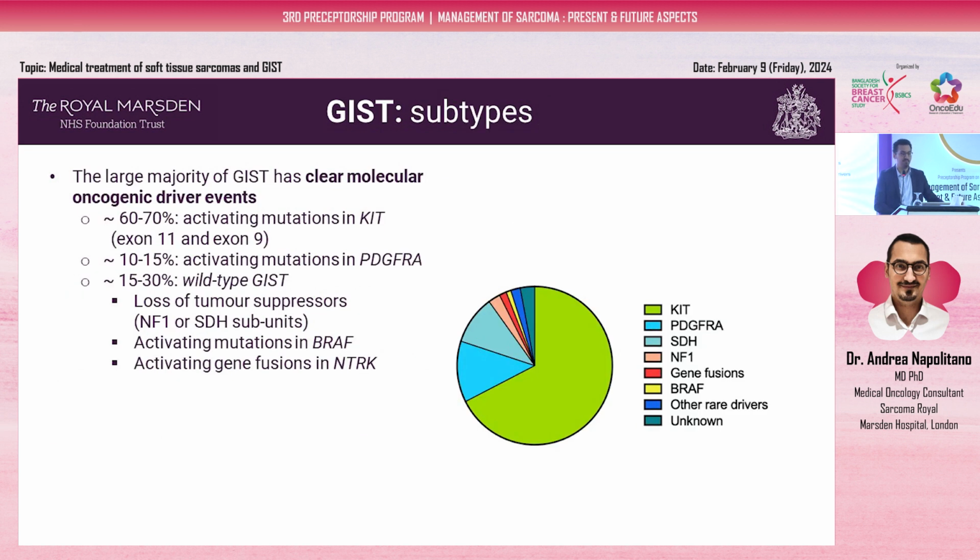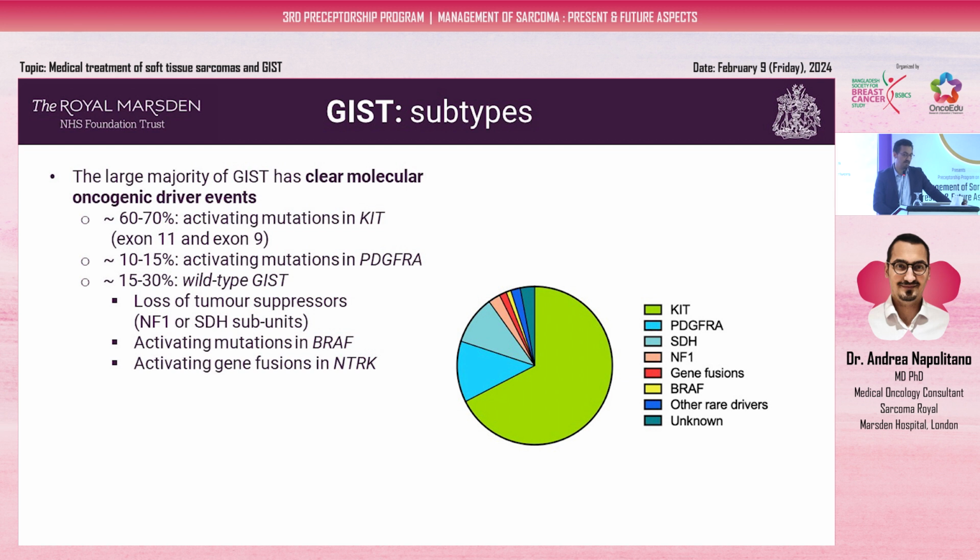Now, GIST represents a paradigm in solid oncology because it was one of the first solid cancers with a molecular therapy. And the reason why it's so important is that the large majority of GIST patients have a specific driver mutation. So in 60 to 70%, this is a mutation in the KIT gene, with exon 11 and exon 9 being the more common primary mutation sites. In 10-15% of the cases, we have mutations in the PDGFR tyrosine kinase, which is closely related to KIT.